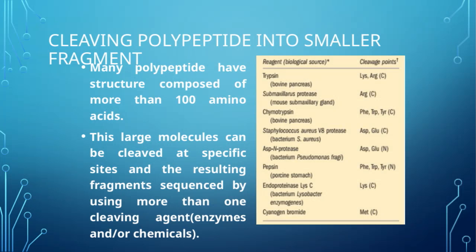Many polypeptides are quite large, often composed of more than 100 amino acids. Because of their size, it can be challenging to analyze their structure directly. So one common approach is to cleave these molecules at specific sites. By doing this, we break them down into smaller, more manageable fragments. To do this effectively, we often use more than one cleaving agent, such as specific enzymes or chemicals, each targeting different sites. This method allows us to sequence the resulting fragments more easily.